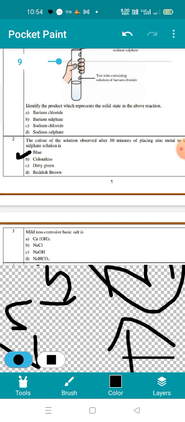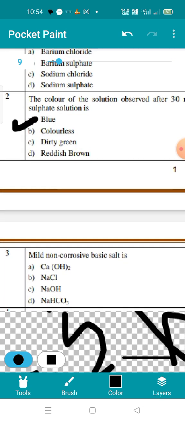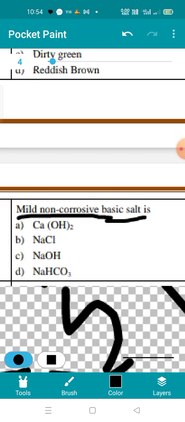Now let's see the third question. Mild non-corrosive basic salt is. So we need to identify the salt which is mild and non-corrosive basic salt. Now let's go option by option and then see which is the correct option.